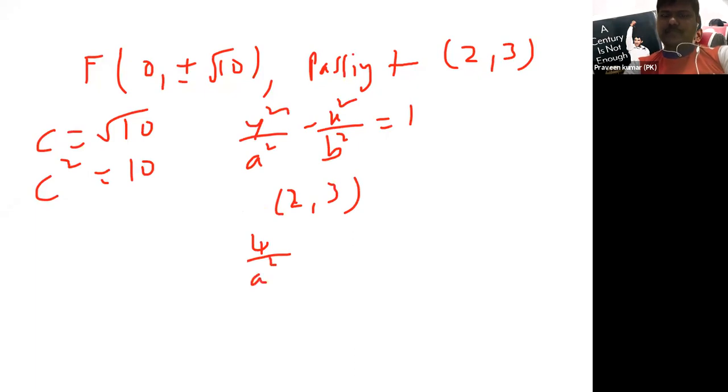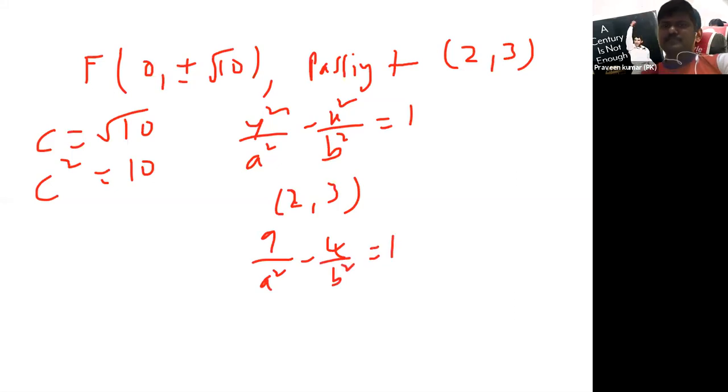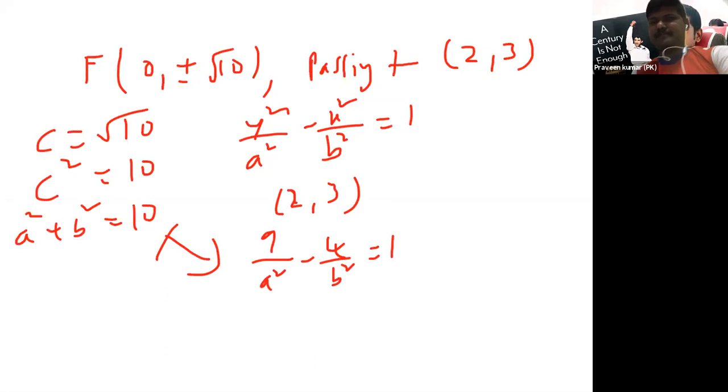9 by a square minus 4 by b square equals 1. And c square means a square plus b square equals 10. If you solve these two, you will get the answer. Okay, how to solve these two?